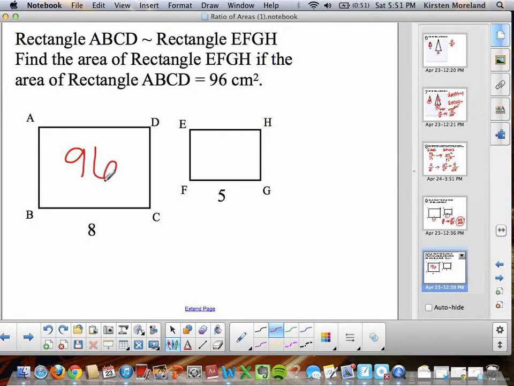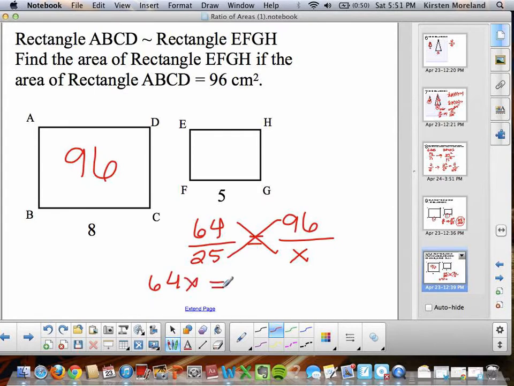Okay, so I found the ratio of the areas to be 64 over 25 on my previous slide. If the area is 96, it has to be the same ratio with whatever the small area is. So my proportion is 64 over 25 is equal to 96 over x. Cross multiply. I get 64x equals, I believe, 2400. I'm going to divide by 64 to finish solving, and I get the area of the small one to be 37.5.